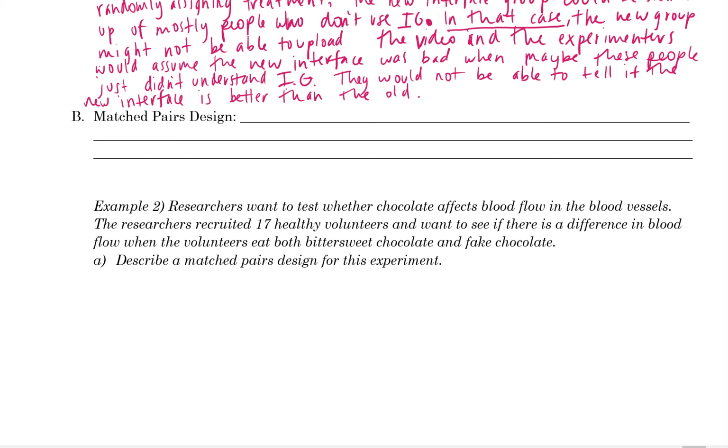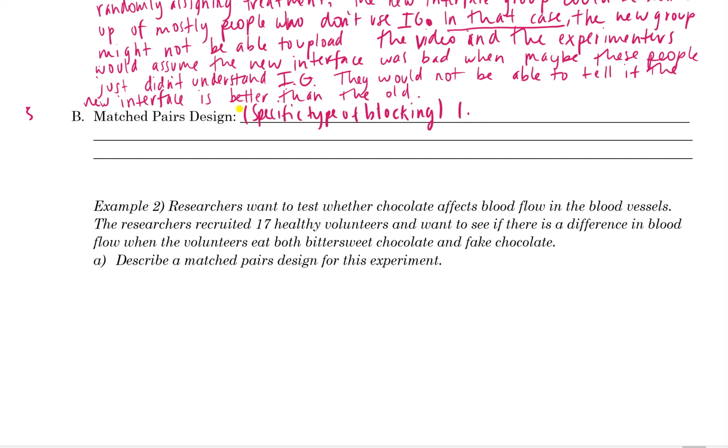So matched pairs design is a specific type of blocking. And it can look two different ways. So way number one is you match together pairs of experimental units that are similar and give one of them one treatment and the other another treatment.